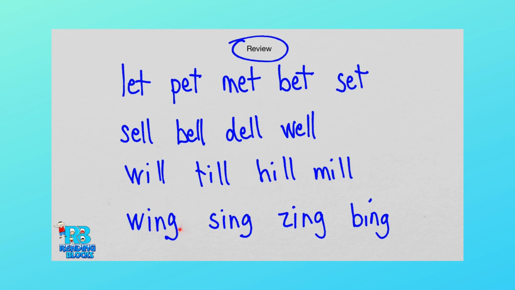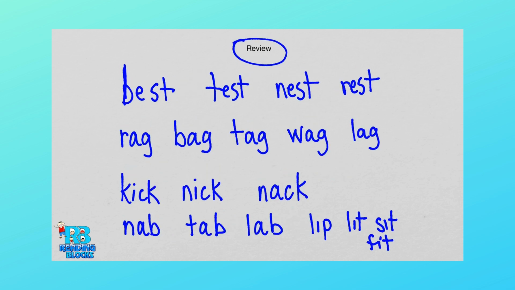Now we have ing word families. Wing, sing, zing, bing. Very good. Now we have some more. Est, best, test, nest, rest. You hear that ending? So make sure you're saying rest with that t at the end, because some people want to leave out that ending, but you want to get the whole ending in there.